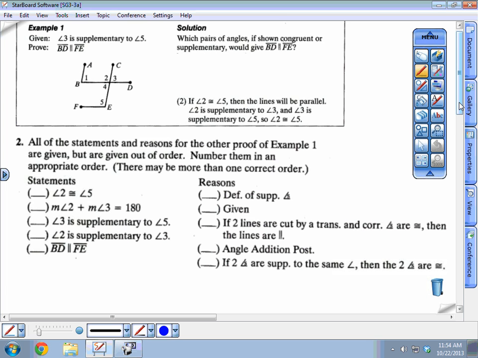In this case, we still want to get the two lines parallel, but if angle 2 is congruent to angle 5, then they're going to be parallel. Why? Because of corresponding angles, right? So we want to get 2 congruent to 5.